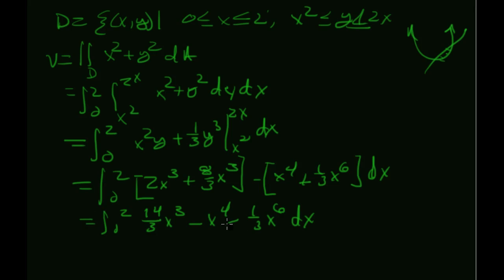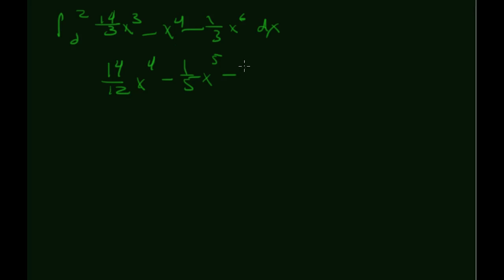All right, so this is just an ordinary integral at this point. So let's get some room and work with that one. We have an ordinary integral from 0 to 2 of 14 over 3 x cubed minus x to the 4th minus 1/3 x to the 6th dx, right? So this is going to give 14 over 12 x to the 4th, minus 1/5 x to the 5th, minus 1 over 21 x to the 7th, from 0 to 2.